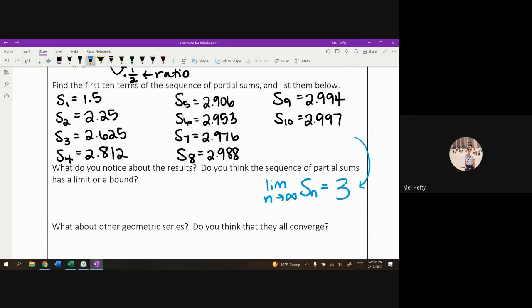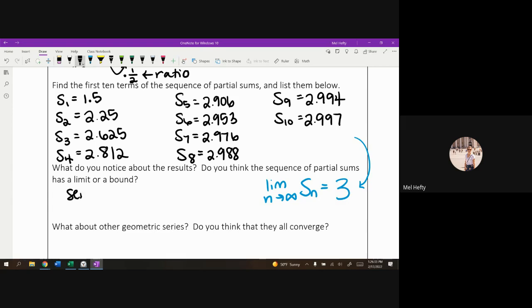Now, does it have to be 3 based on the work that we've shown? No, it could be 2.999. It could be infinity for all I know, but it appears to approach 3. There's a difference between an actual proof that we're going to be doing in a little bit and just our investigation that supports this idea. I will tell you the answer is 3, and we're going to have a way to show that in a little bit. But it appears that these partial sums go towards 3. So do you think this series converges or diverges?